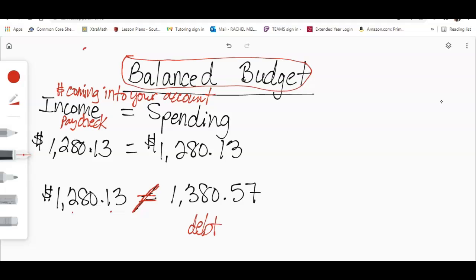Now, in real life, income always needs to be more than spending. We call it a balanced budget when they're equal. But ideally, we want more money coming in and less money coming out, because then you can save and you can do other things with your money. So remember that in order to be balanced, your income has to be equal to your spending.